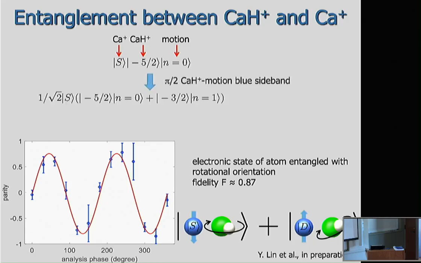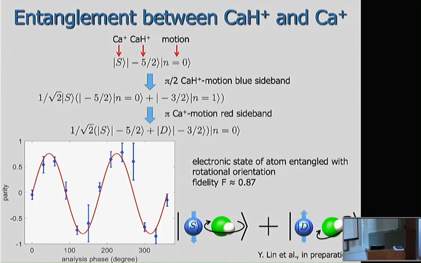You do a pi pulse on the calcium hydride with the CW laser in this case, so it's in the same manifold in the J equals 2, and you get this state here, but you do it on the sideband. So in this part of the state you're in n equals 0, and here you're in n equals 1, and then all you have to do, it's really simple, is you do a red sideband pi pulse on the calcium, which now entangles the calcium S and D state with the molecule.